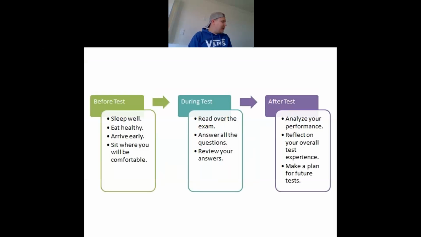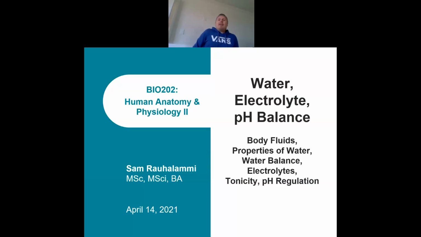But now that we've had a look at that, I think we're ready to move on and start looking at what are some of the important things that we need to know about the body fluids. We'll also review properties of water and water balance in the body. We'll spend a little bit of time looking at electrolytes as well as tonicity. And finally, we talk about pH regulation. So a lot of material, but really not that much in terms of the content. This is a lighter chapter in comparison to some of the things that we've seen before.